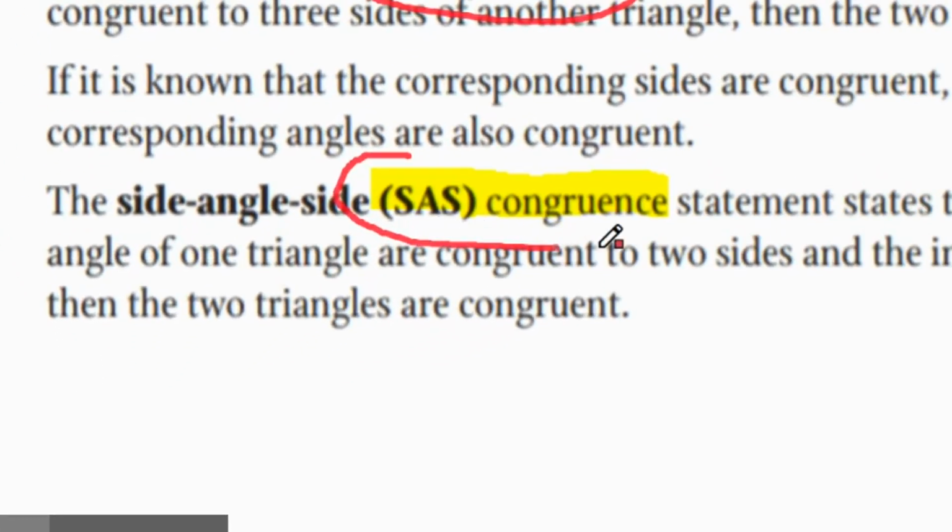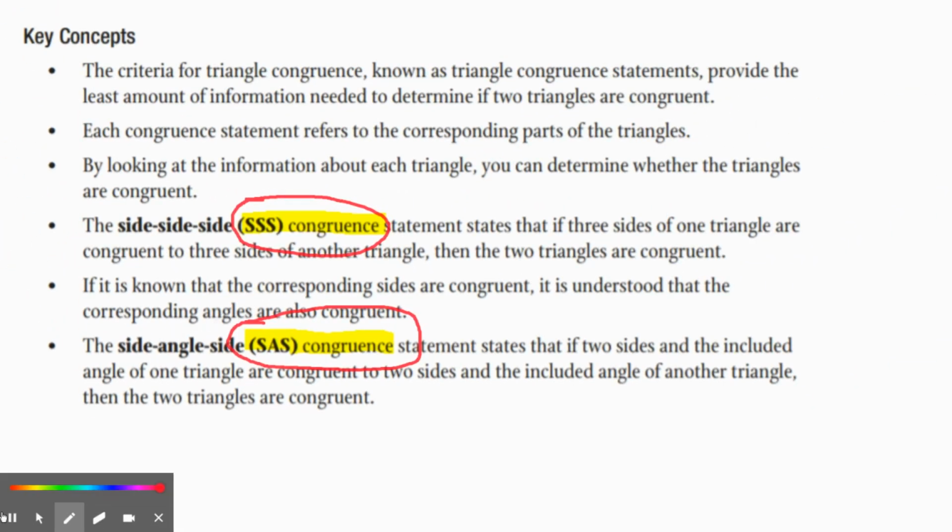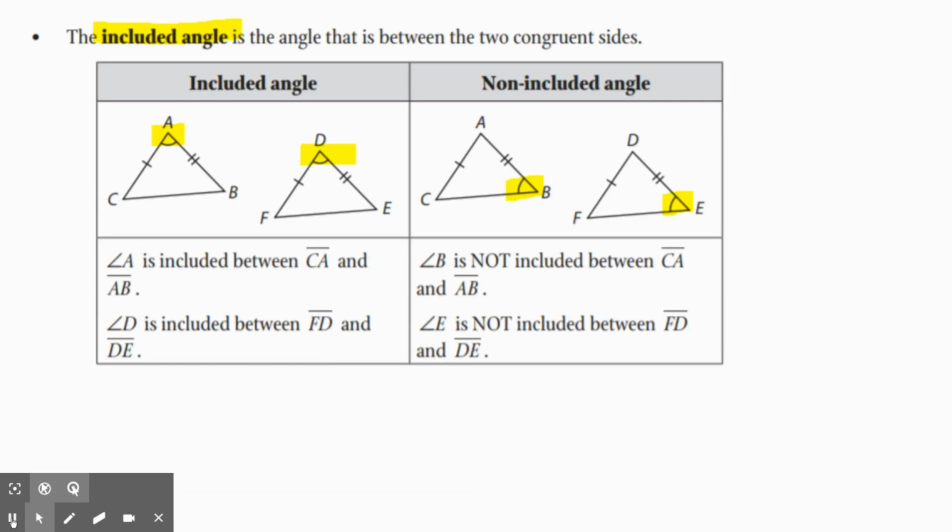Also, if you take 2 sides and then you have a congruent corresponding angle in between the 2 sides, that's also sufficient information to conclude that the two triangles will be congruent. Before we move on, I want to take a look at that vocabulary word called the included angle. The included angle means it's going to be between the 2 corresponding sides.